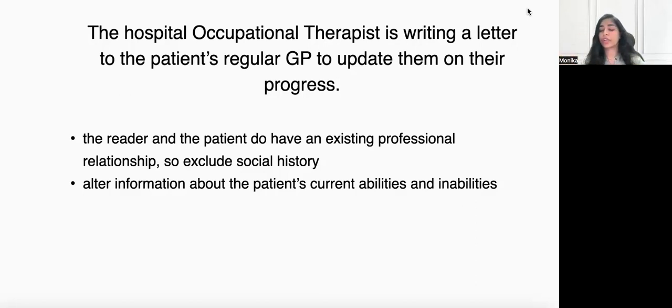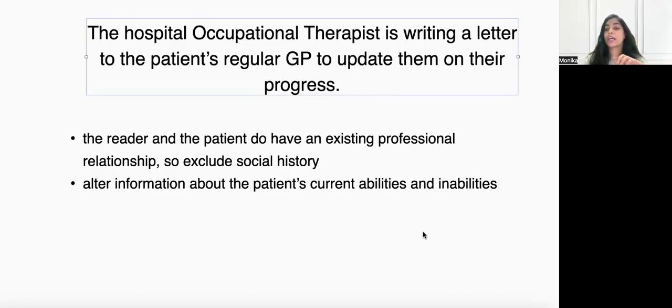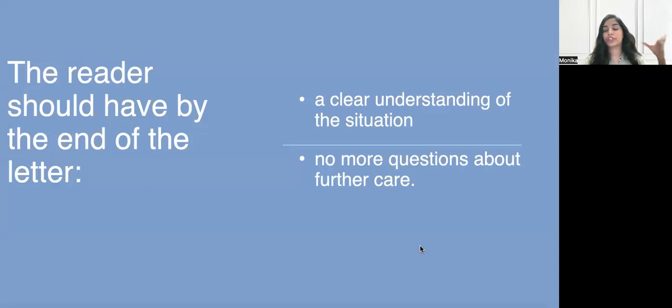So how you present your information in your letter matters a lot. Okay, so that is another thing. Now, the reader and the patient, we have already covered this point, right? So we will not be including anything about the social history. So basically what I mean is that if you want to get high marks in your content selection and selecting the relevant information, please make sure that you are selecting information on the basis of who the reader is, if there is any kind of existing relationship between the reader and the patient, and what kind of information is required by the reader in order to look after the patient, in order to care for the patient, right?